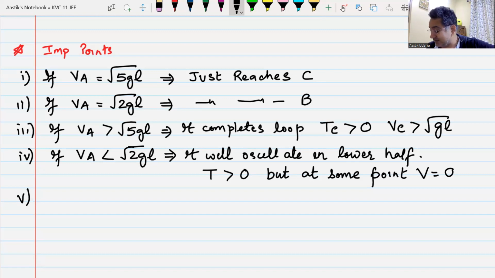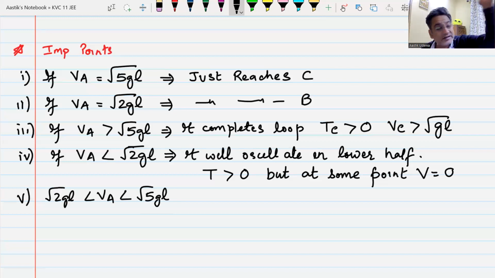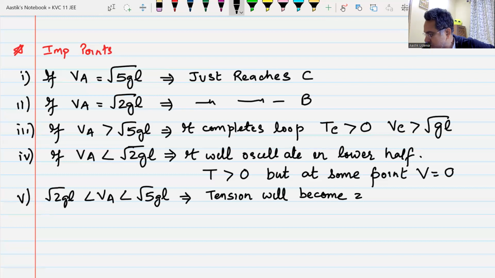So the condition that is left is root 2GL is less than VA is less than root 5GL. So velocity at the lowest point is greater than root 2GL but less than root 5GL. What will happen? Tension will become 0 at some point.